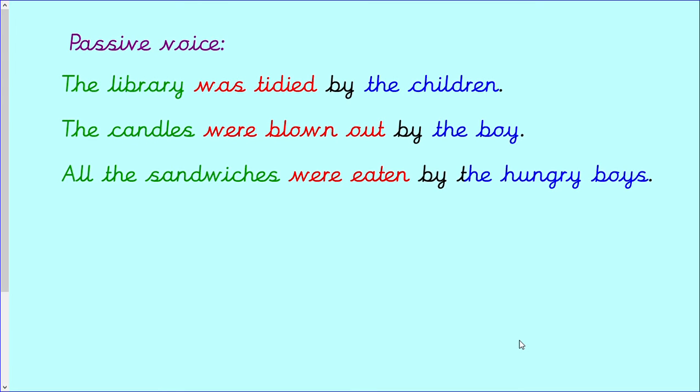Next, we need to swap the order of the subject and the object, change the verb form, and add the preposition by. So in the passive voice, these sentences read, the library was tidied by the children, the candles were blown out by the boy, and all the sandwiches were eaten by the hungry boys.